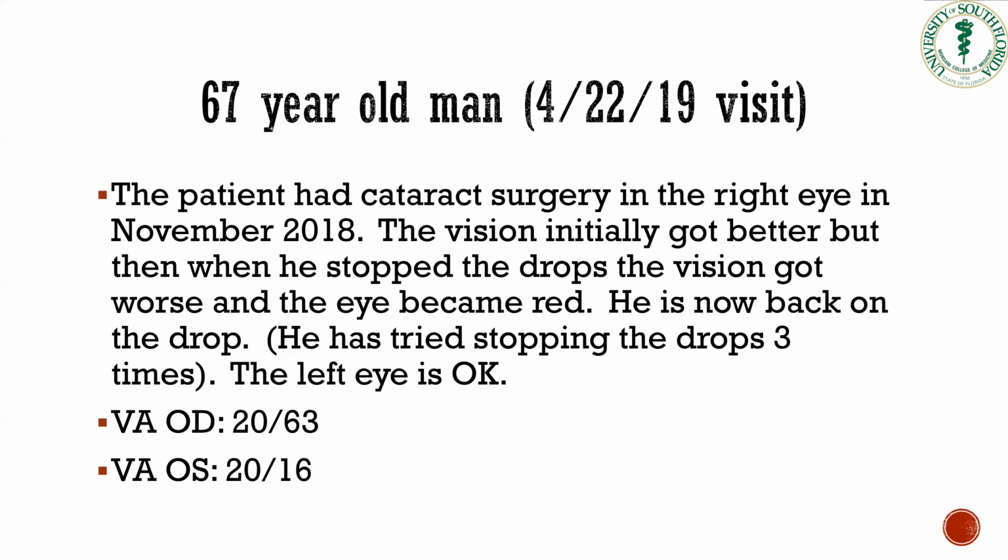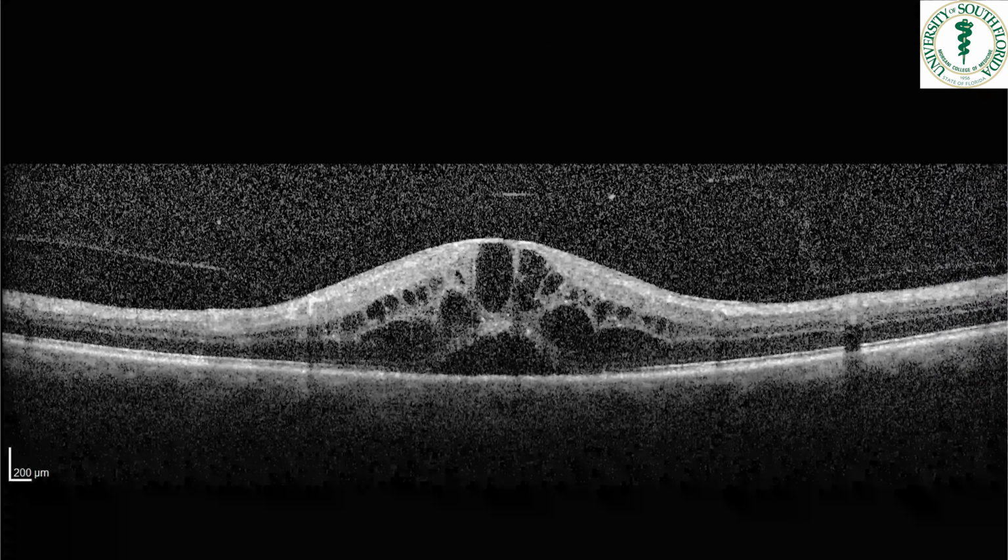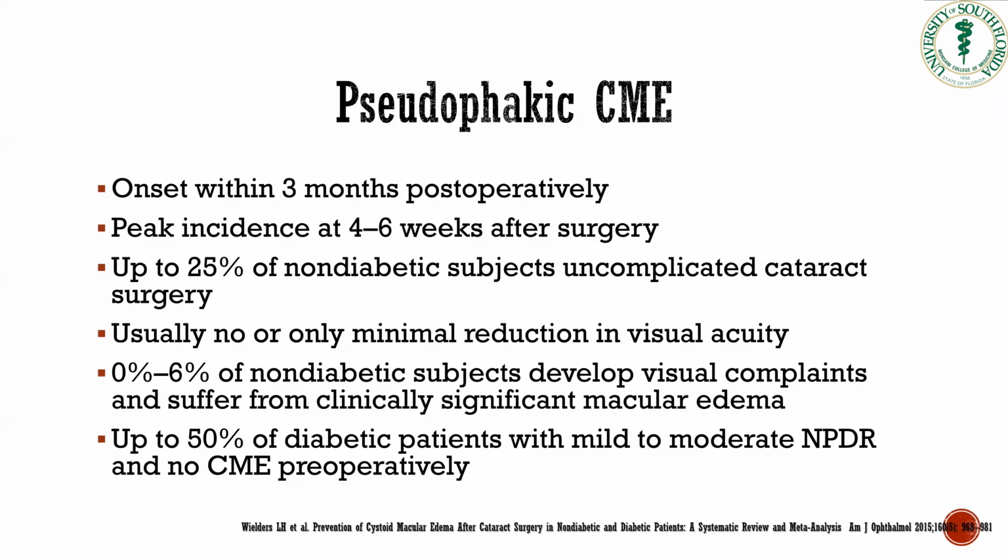Very good. Okay. So moving on to a case of a 67-year-old man, he had cataract surgery in November 2018. He got better until it got worse. And then he got better again on drops. And so now he's back on the drops. He's tried stopping a bunch of times and his left eye is doing fine. He sees 20/60 out of the right eye and 20/16 out of the left. Your typical macular edema that we see on OCT and leakage on fluorescein.